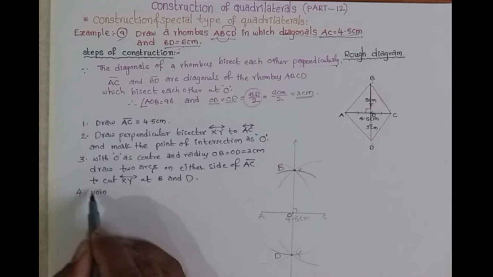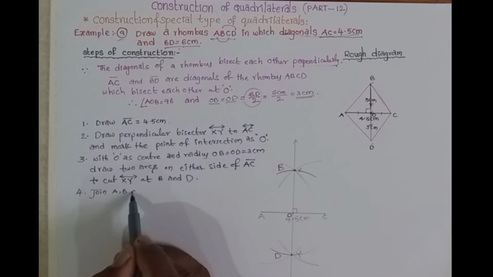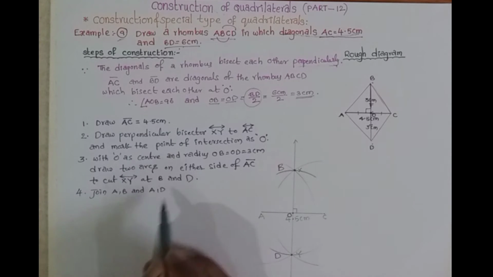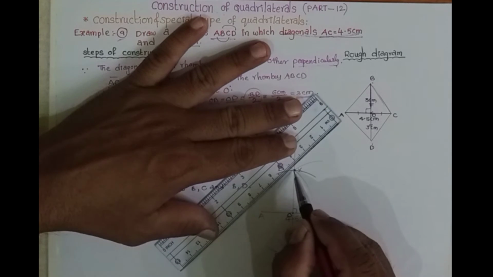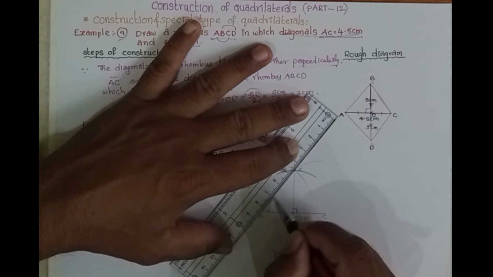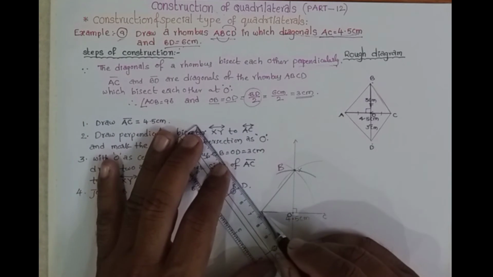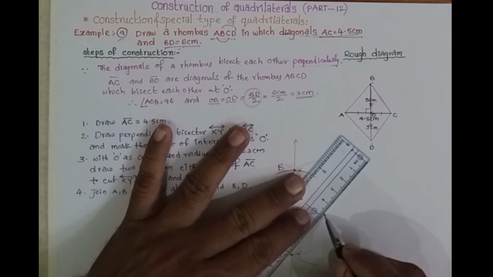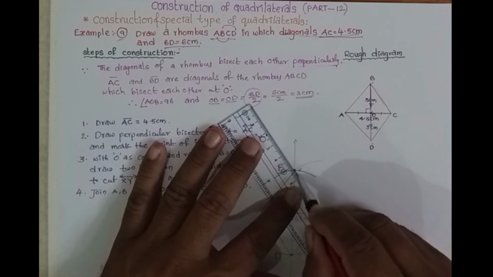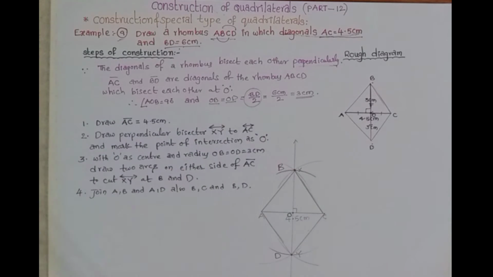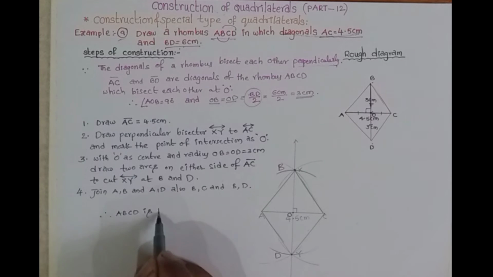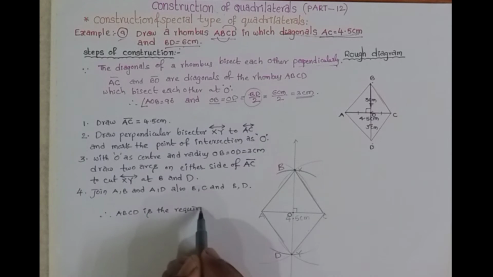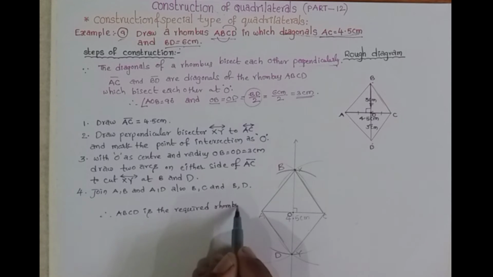Now join A, B and A, D, C, D and B, C. So A, B, C, D. Therefore, ABCD is the required rhombus.